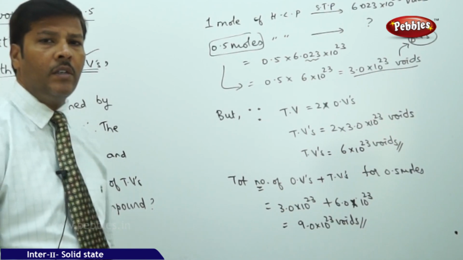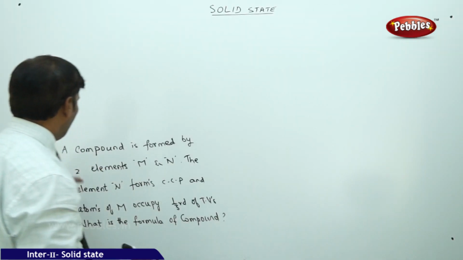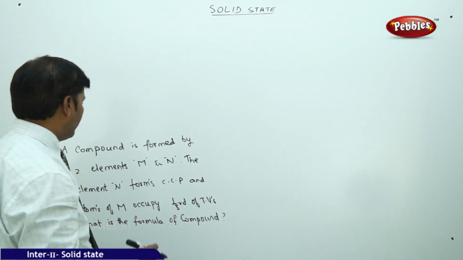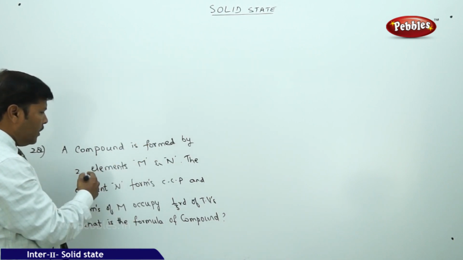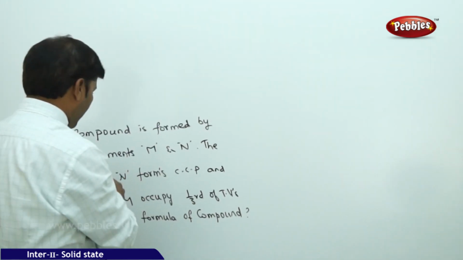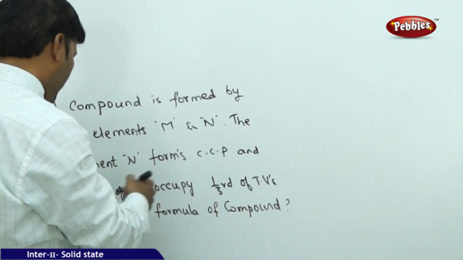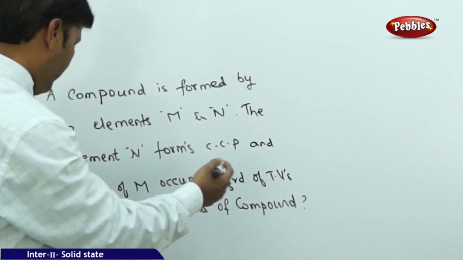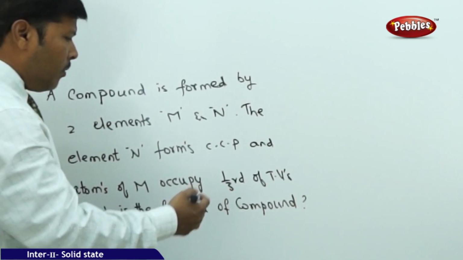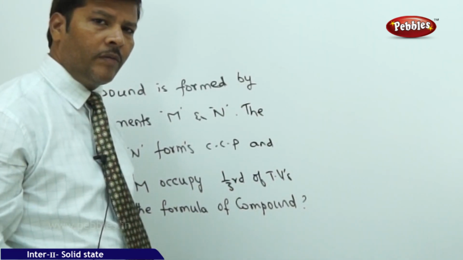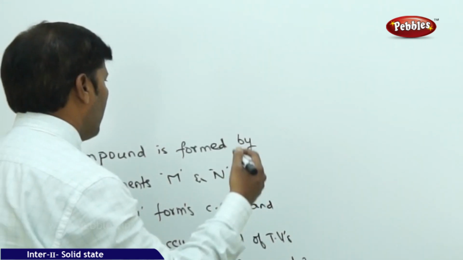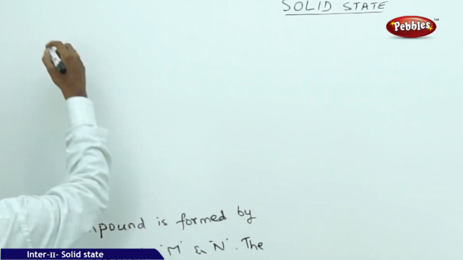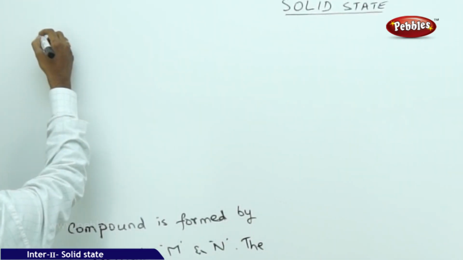Now if you look into this problem, a compound is formed by two elements M and N, and the element N forms CCP, and atoms of M occupy 1/3 of the tetrahedral voids. What is the expected formula of the given compound? So how do you approach this problem?